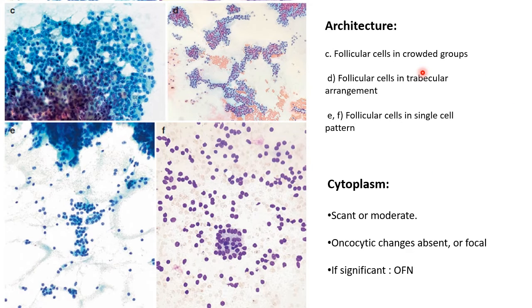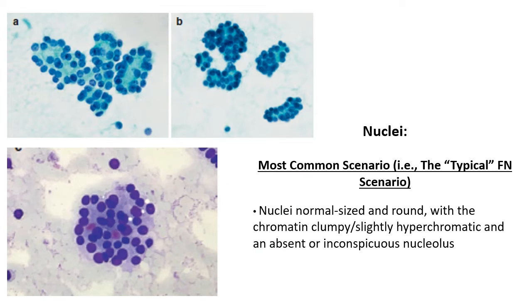Then follicular cells can also be present in crowded groups. They can be present in trabecular arrangement, or rarely as single cells. Cytoplasm is scanty or moderate. Sometimes oncocytic changes may be present, but they are usually focal. And if significant oncocytic changes are present, the category oncocytic follicular neoplasm should be considered. So the nuclear features of follicular neoplasms can vary, and the current Bethesda categorizes them into two categories.